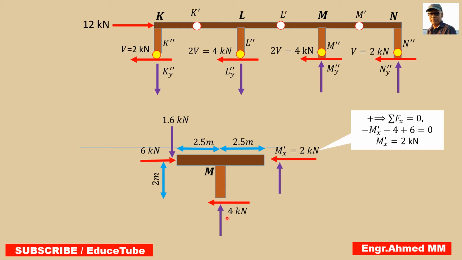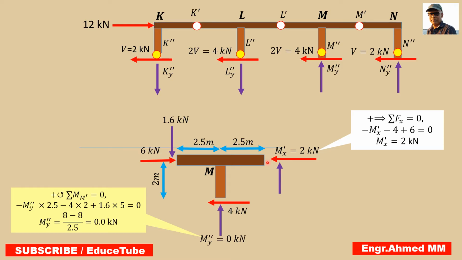These are the directions of vertical reactions. So let's find this first. In this regard, we have to take moment about these points. Taking the moments, M double prime y multiplied by 2.5 minus 4 multiplied by these 2 plus these 1.6 multiplied by 5, because we are taking moment about this point. So easily we can find M double prime y equal to 0. So let's put the 0 here.